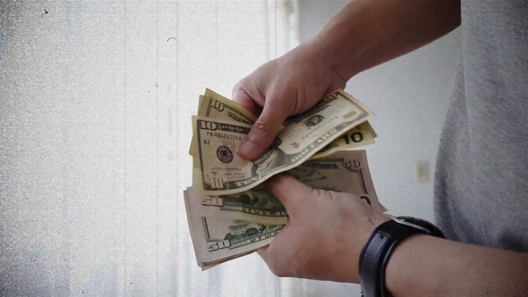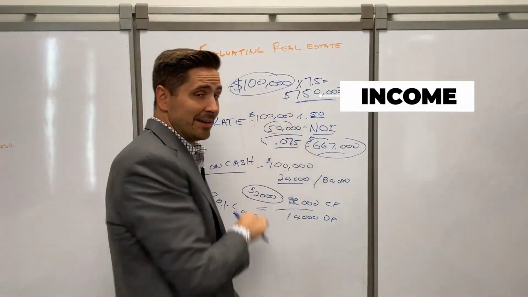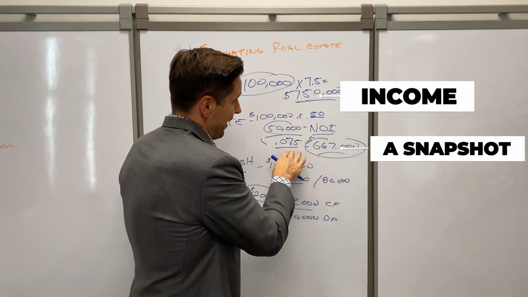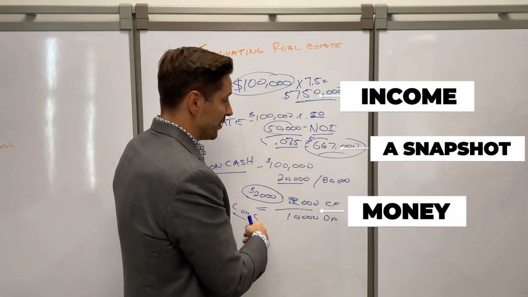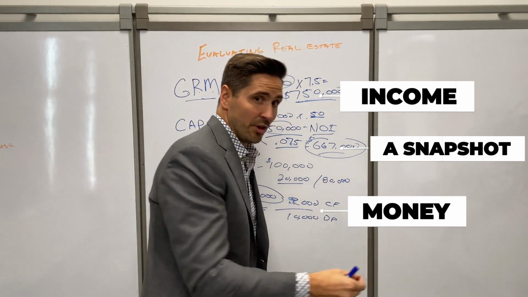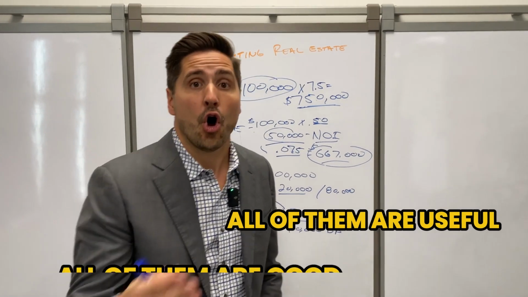Now, all three of these methods have their shortcomings. This one's just about income. This one is a snapshot of what it would be like with income and expenses, and it's a little bit lower. This one talks about the money that I make in year one on cash flow. All of them are useful. All of them are good.